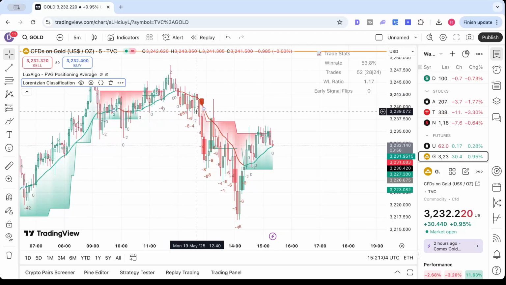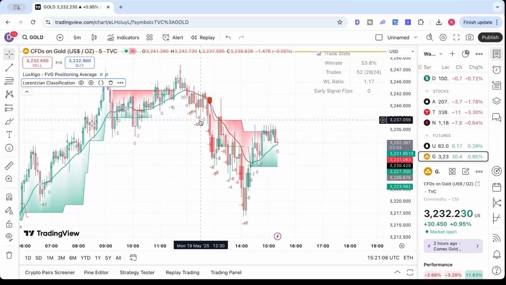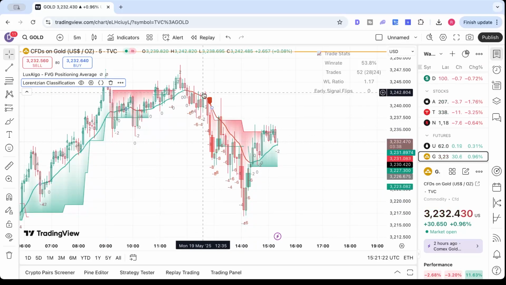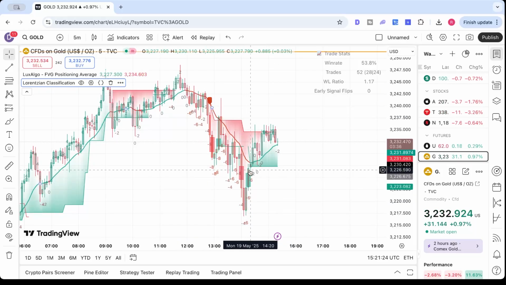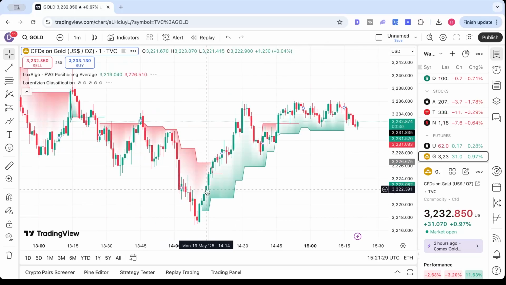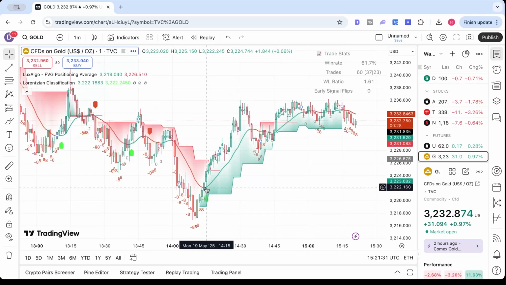So I was looking at the 5 minute with this, and all I was doing was waiting for a turnaround on this fair value gap positioning average indicator around here. And as soon as I started to see that it was turning round, so obviously the price went down to its lowest at 32.17 and the entry was 32.42. When I started seeing that it was turning around, I was looking at the 5 minute, then dropping down to the 1 minute. And I could see at this point around here that we were turning all the way back up.